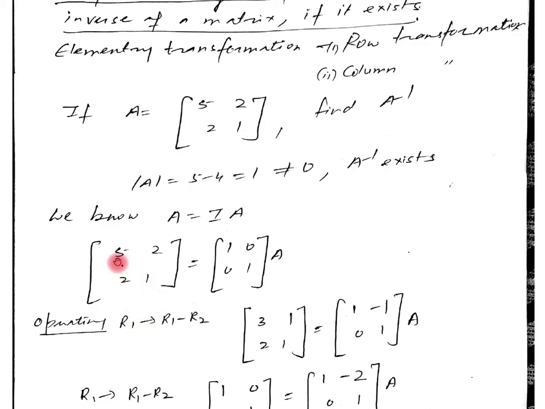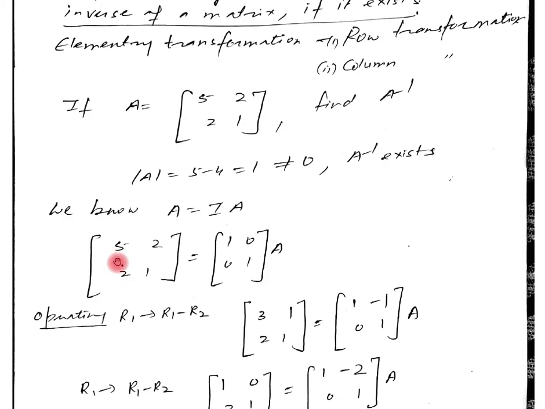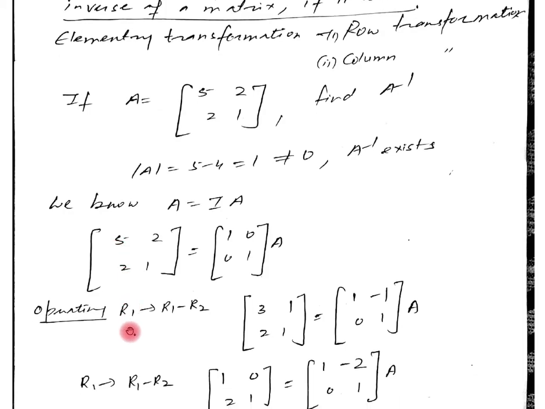Firstly, I have to make this element 1. Now how to make it 1? Firstly, I am operating R1 goes to R1 minus R2. Now R1 minus R2 means 5 minus 2, 3, and 2 minus 1, 1. The first row becomes this, and the second row will remain as it is. Only the row on which we are doing the operation will change. The other row or column will remain as it is.